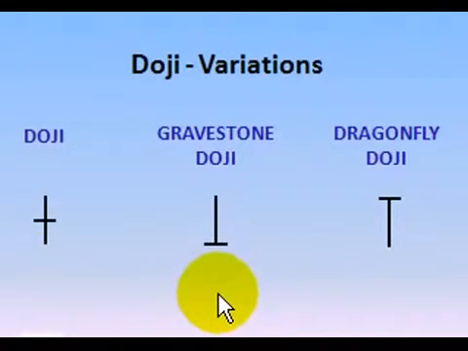The center example is called a gravestone doji. In this case the open and close are also the low price, so price opened here at the low, moved up to highs and back to close again at the low.